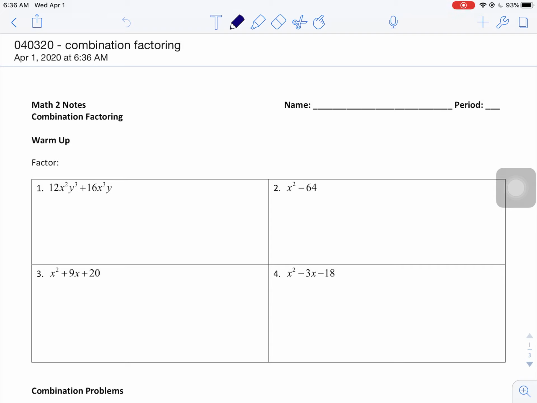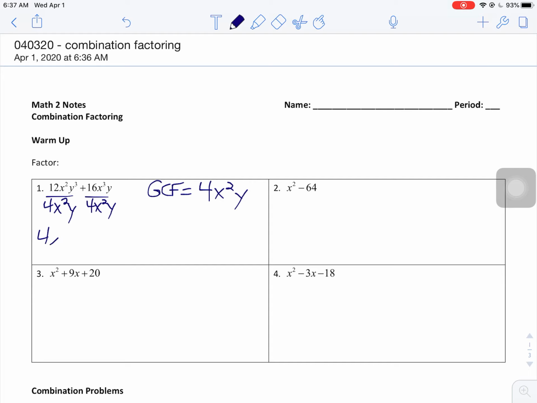Combination factoring. Pause the video and try the warm-up. On number 1, the greatest common factor is 4. Both terms have at least an x squared, and both terms have at least a y. So I want to divide all the terms by whatever the greatest common factor is.